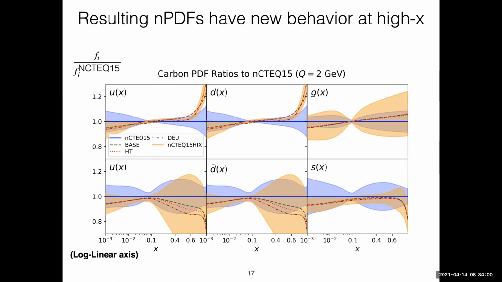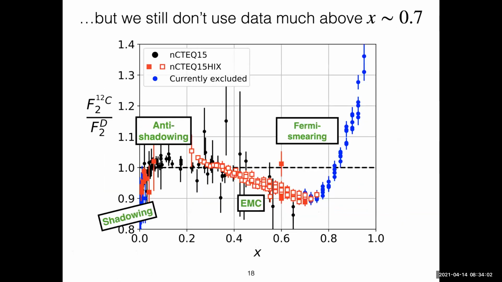Okay, great, thank you. So I'll just want to end with a warning that, with these lower kinematic cuts, we actually don't use too much data above x of about 0.7. Essentially we're not constraining the region that starts to get into the Fermi smearing region. But this is an ongoing project, a work for the future, so stay tuned for that as we move forward.